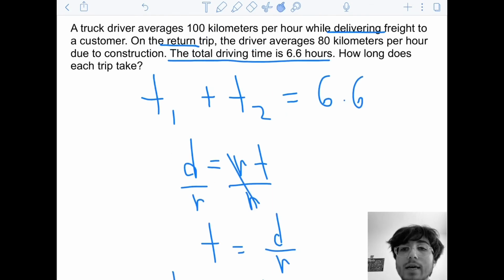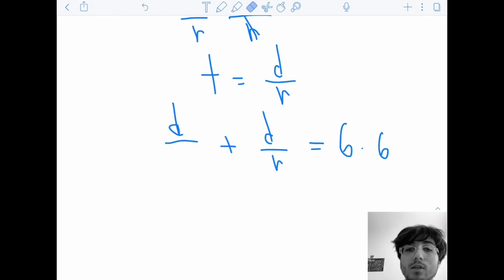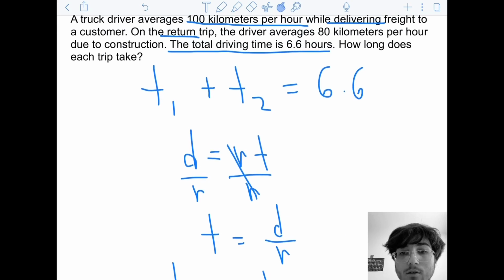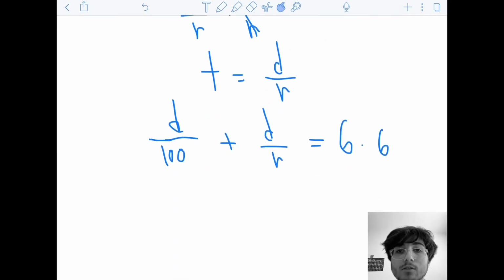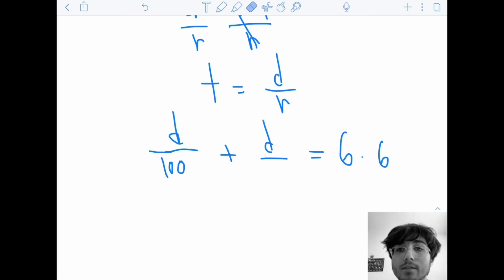And we know that the rate when he was delivering is 100 kilometers per hour. So instead of R, we're going to substitute 100. And the rate returning is a little bit slower because of construction. It's 80 kilometers per hour. So we're going to substitute 80 for R. And now we can solve this.